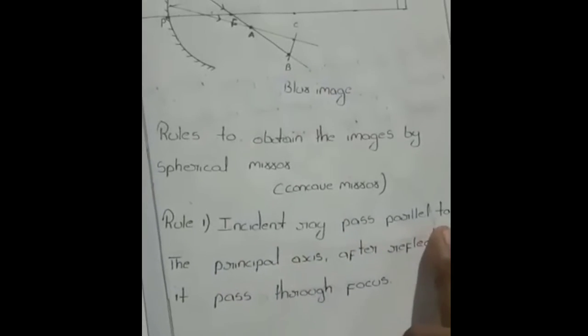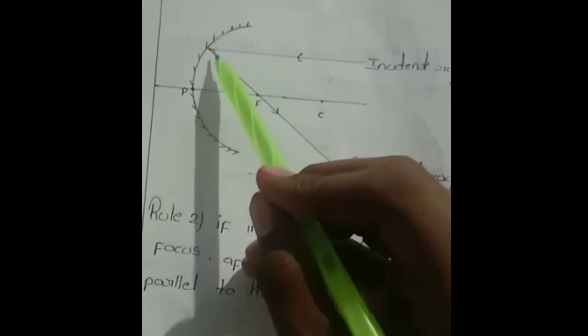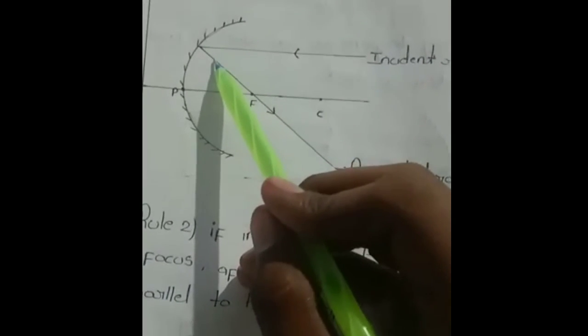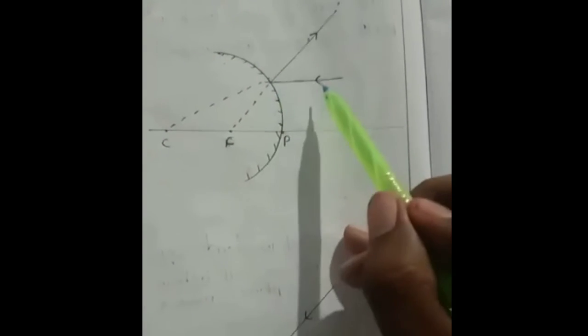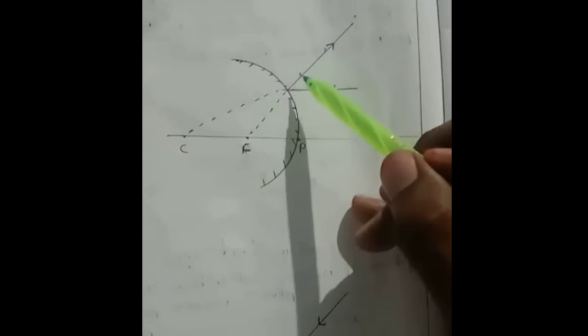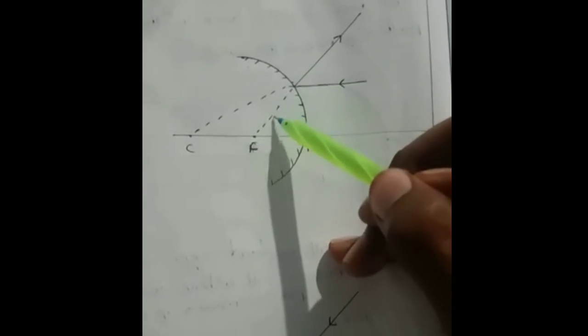Here the incident ray passes parallel to the principal axis. After reflection, it appears to pass through the focus. See friends, the incident ray passes parallel to the axis, again it will appear to pass through the focus. Again here also the incident ray is parallel to the principal axis. It will be reflected as from the focus. See friends, focus, imaginary. This is today's class.